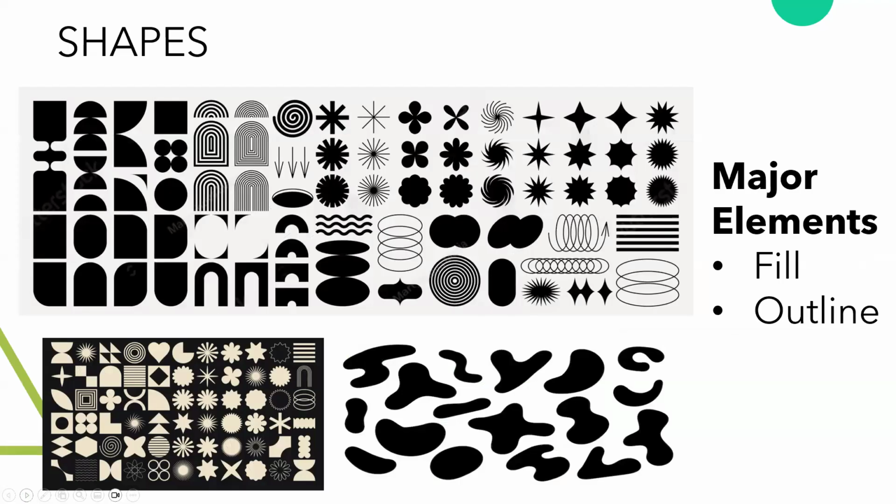Shape also is an element of design. So you can see the shape will have different things. The major elements in shape are simply the fill, what is inside, like the color inside, and the outline, because the shape will have boundaries. So what is the color of the boundary? These are the major things that we're looking at here.